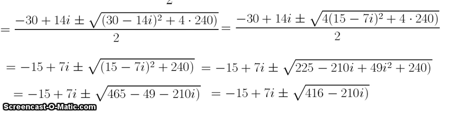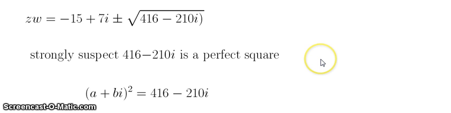And somehow, if I'm going to evaluate this thing, or at least figure out which one gives me the biggest absolute value for ZW, which is, after all, what the problem asked me for, I'm going to have to take that square root. Well, I strongly suspect that 416 minus 210i is going to be a perfect square. If this is going to work out at all nicely, I'm going to need that to be a perfect square, a complex square.